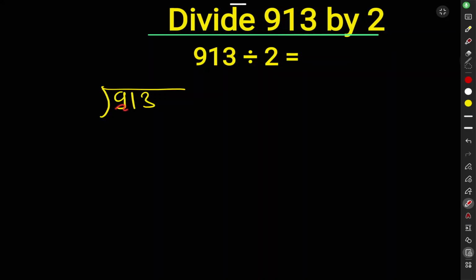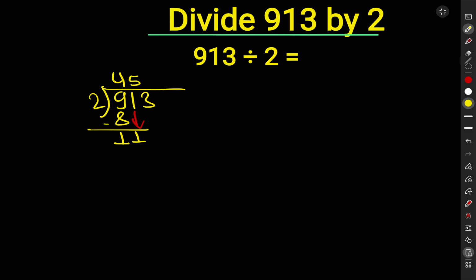We divide 913 by 2 in a long division method. So 2 times 4 is 8. On subtracting we get 1. So now we put down this 1 and it is 11.